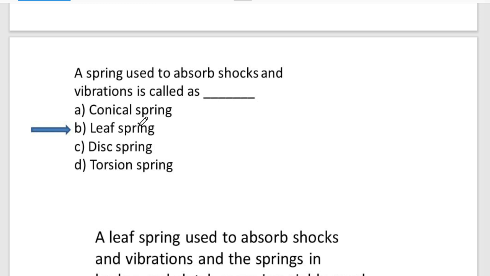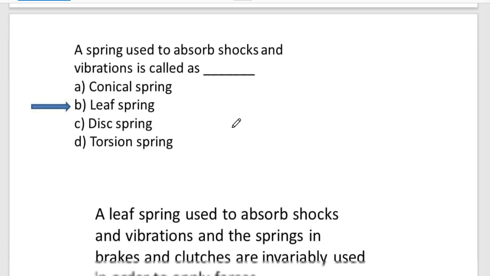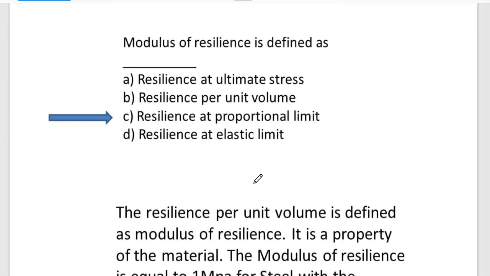Next, question number 12. A spring used to absorb shock and vibration is called: conical spring, leaf spring, this is spring, torsion spring. So among these the correct answer is leaf spring. A leaf spring is used to absorb shocks and vibration, and a spring in brakes and clutches is invariably used in order to apply force.